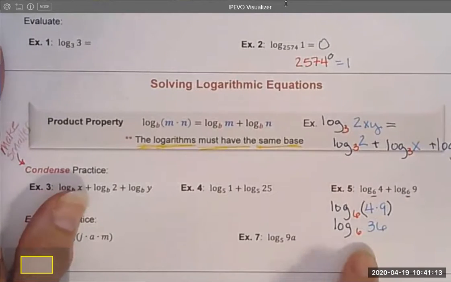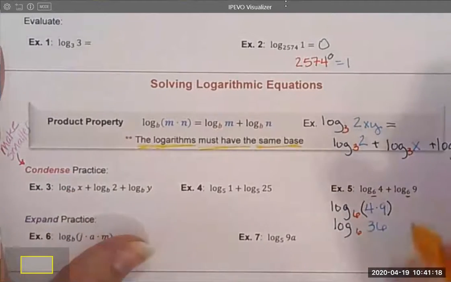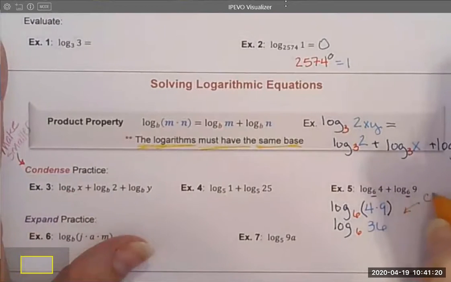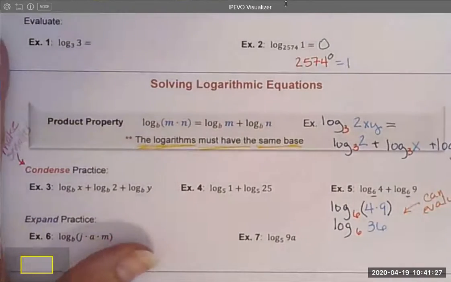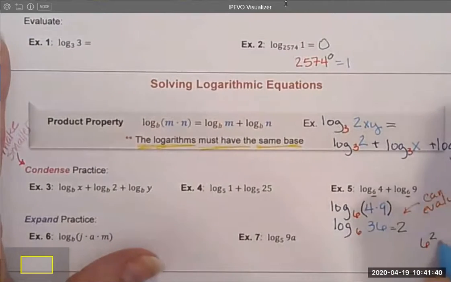Sometimes we can evaluate this. And in this particular case, yes, we can evaluate. So I'm going to put a little note here that we can evaluate. And it's exciting, so I'm putting an exclamation point. And when I evaluate this, what I learn is that this is equal to 2. You're probably asking yourself, why? Why does it work that way? Well, because 6 squared, or 6 to the second power, is equal to 36. Forgot the 3 there. So that is why.